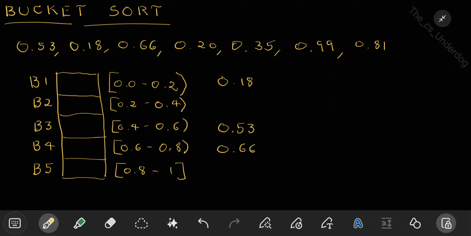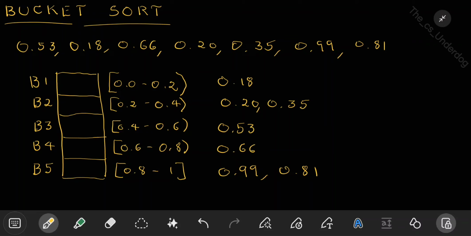0.20 has to be part of the second bucket. What about 0.35? This is also part of the second bucket. What else is remaining? 0.99 is remaining, which will go to the last bucket, and 0.81 will also go to the last bucket. So at this point, I have inserted everything into my buckets. What is the next step? I have to sort all my buckets independently.